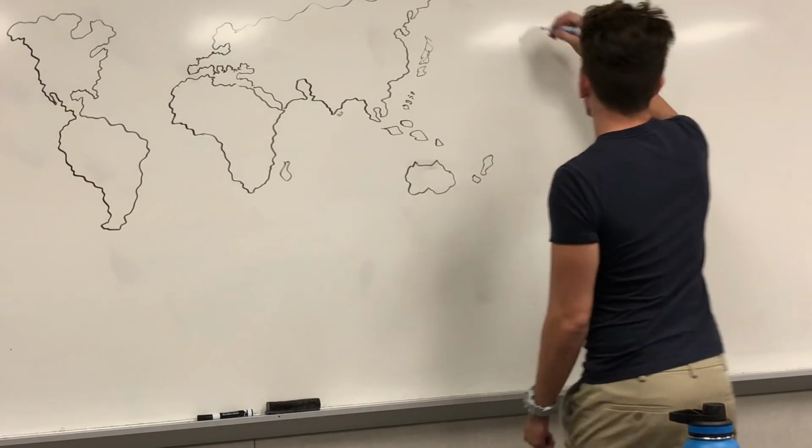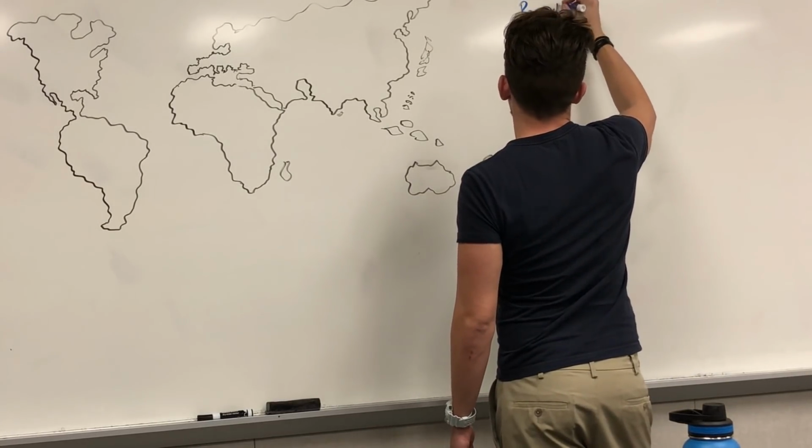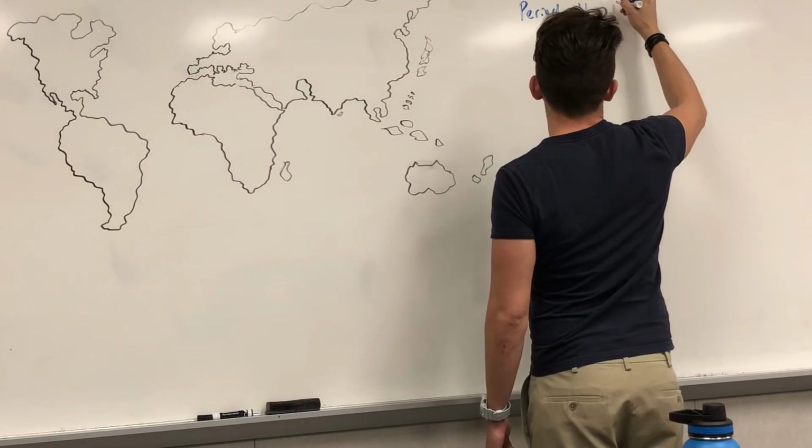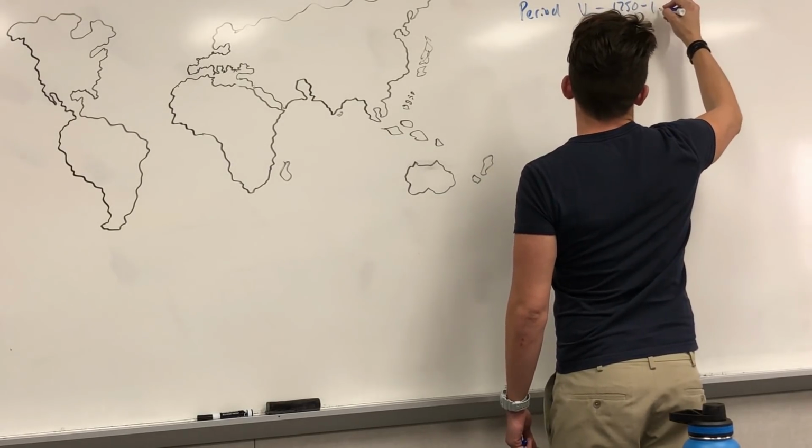Oh, yeah. So, period 5. What will be on for period 5 then? What years? 1900.